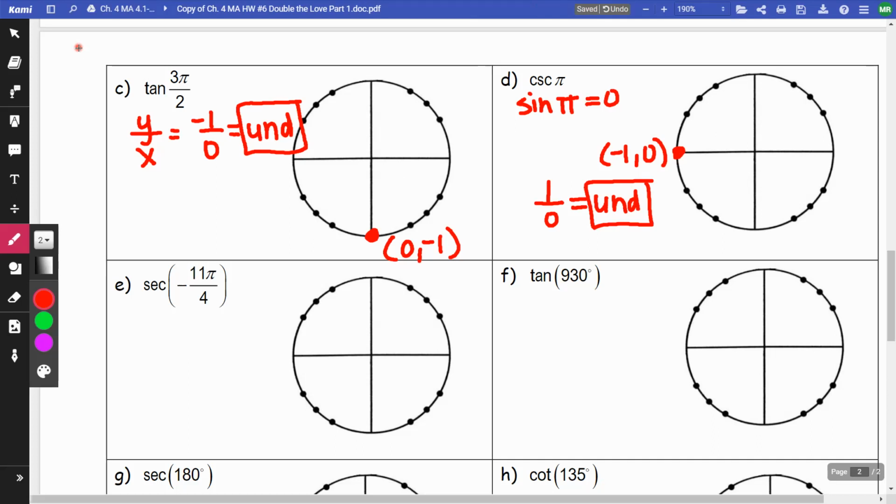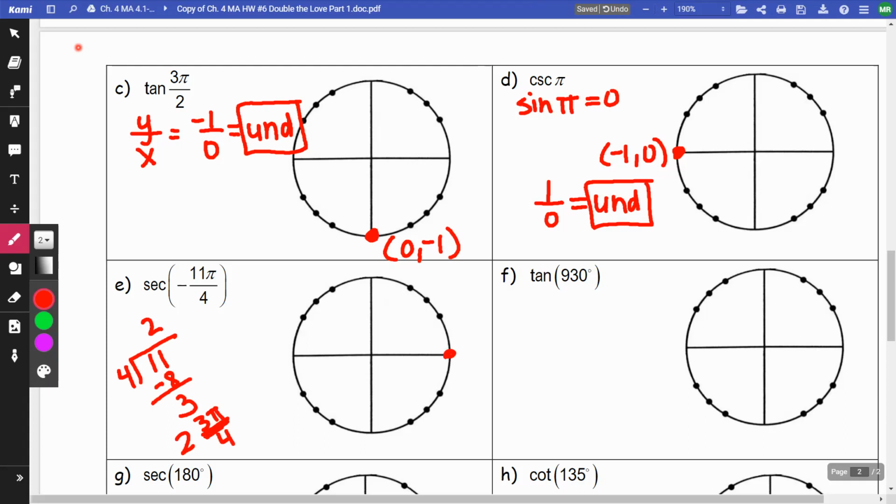On letter E, secant of negative 11 pi fourths. Let me just go, 4 goes into 11 two times, which is 8 with 3 left over. So I'm really looking at 2 and 3 pi fourths. That's what I'm really looking at.